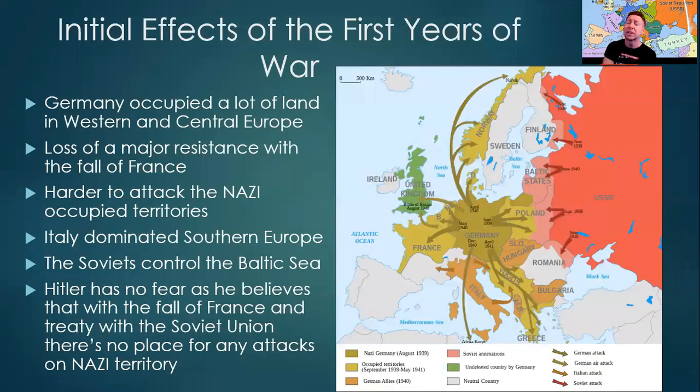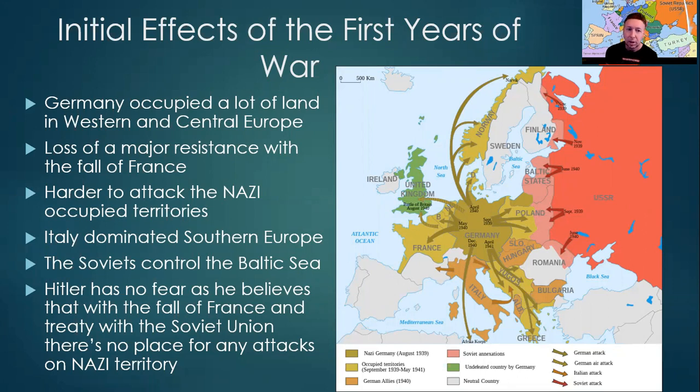So what are some of these initial effects of these first years of the war? Well, Germany's going to occupy a lot of land. As you can see on the map, they occupy land in Western Europe, in Central Europe. They even control Norway, which is in Northern Europe.